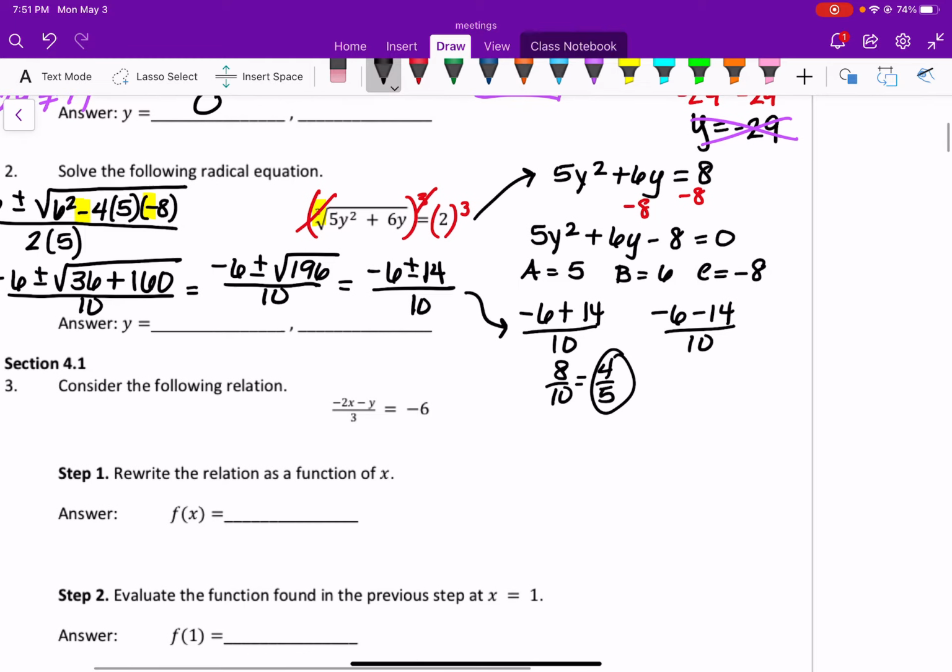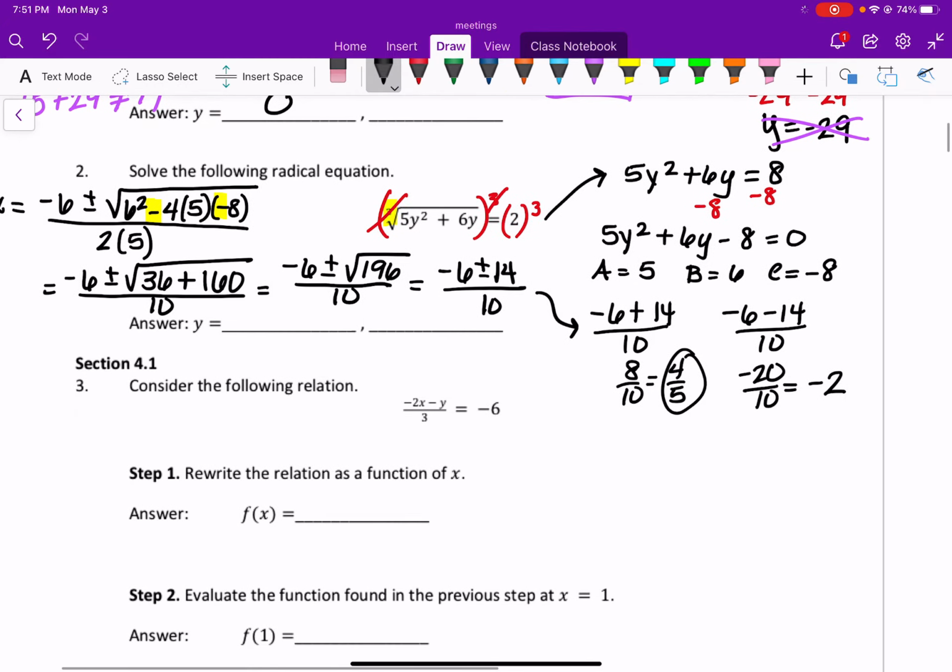This second one, that's going to give us negative 20 over 10, which is going to reduce down to negative 2. Because this was a cube root, we don't need to check these answers. Our answers are going to be y equals 4 over 5 and negative 2. Okay. And again, the reason we didn't have to go back and check on these is because we are working with a cube root, so we don't have to worry about it as much there.